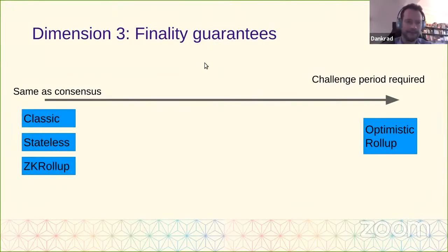And then the third interesting dimension is the finality guarantees. In some cases, for classic execution, stateless and ZK rollup, the finality of computation is the same as consensus. Once the consensus is final, we know that our transaction has been executed, for example, that we received some money or some other assets, and we can finish the transaction in the real world. Whereas in the case of the optimistic rollup, we might have to wait for whether a fraud proof is coming in that might revert transactions, not just our own transaction, but some transaction that it was based on. So we don't get this instant finality that's the same as when the consensus reaches finality.